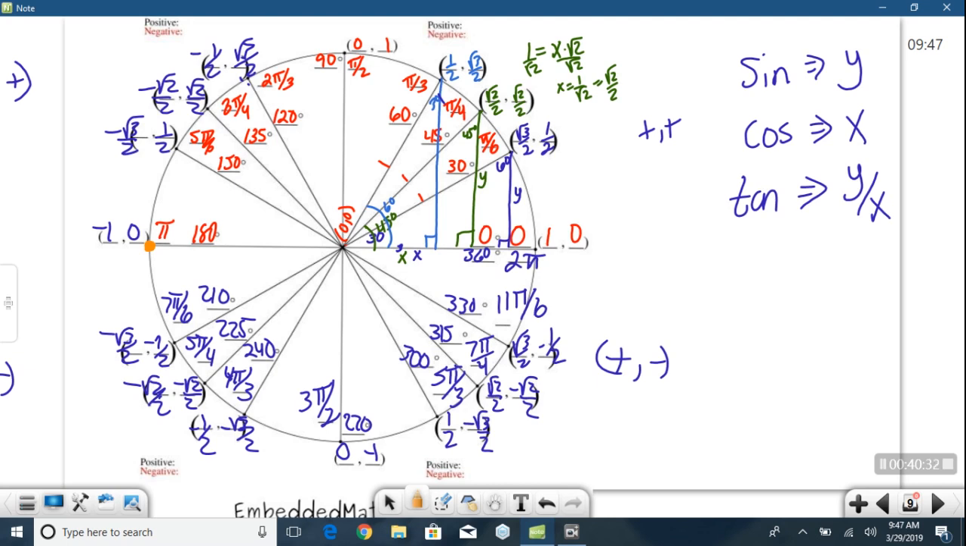So 7 pi over 4 is 3 quadrants and a half, right? Everybody see that? 1, 2, 3 and a half. So I'm going to move 3.5 quadrants clockwise, because it told me to go clockwise. All right, so your angle is at 225.